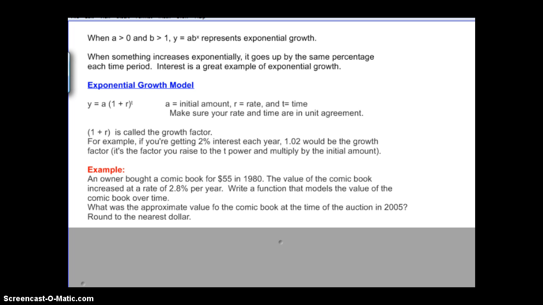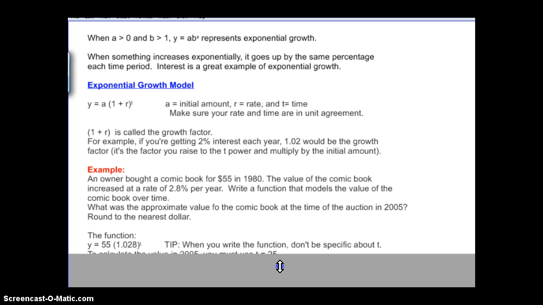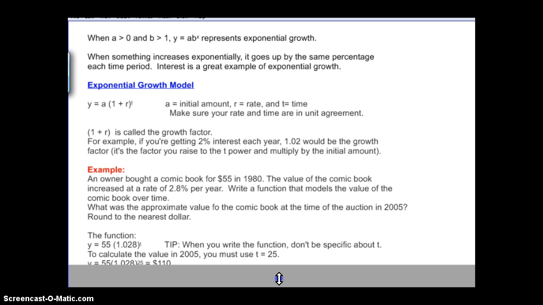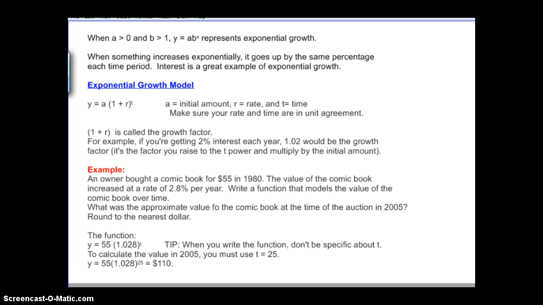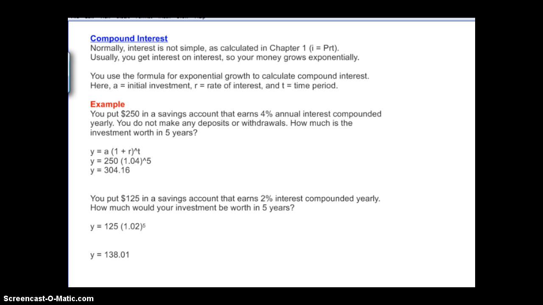So here's the example. The owner bought a comic book for $55 in 1980, and the value of the comic book increased at a rate of 2.8% per year. So we're going to write a function that models this. What you do is you put the initial amount in, 55, and you multiply it by 1.028 and raise it to the t. Whenever you write the function, don't be specific about t, just put it as t. So to calculate the value in 2005, you use t as 25. You're going to raise that to the 25th power, and you're going to get $110.